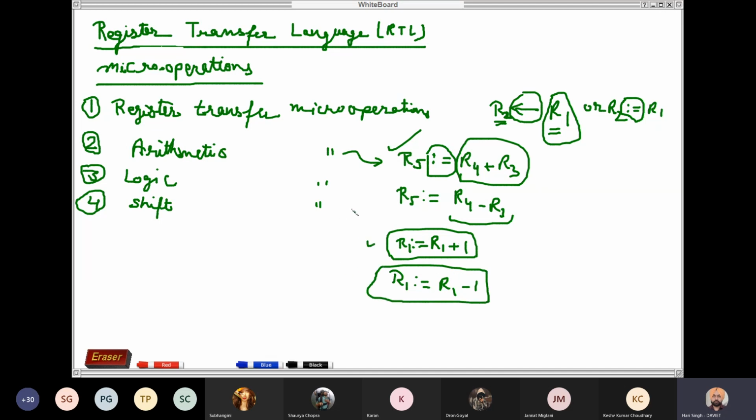What are these operations representing? R1 is equal to R1 plus 1, R1 is equal to R1 minus 1. Yes, what is being represented here, students? Sir, increment and decrement. Yes, increment and decrement operations. So arithmetic operations we can represent by using RTL are add, subtract, increment and decrement operations.